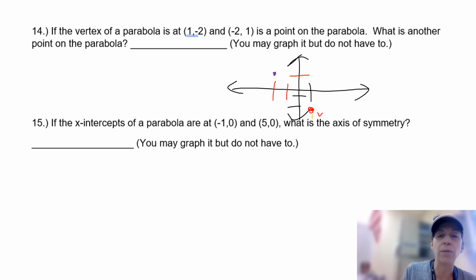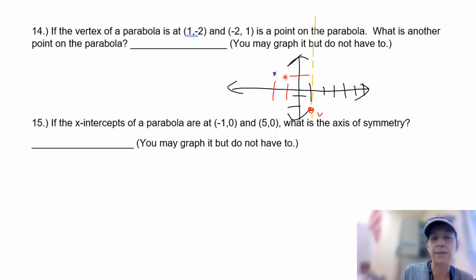Well, we know parabolas are symmetrical, and we know that the vertex is on that axis of symmetry. So if there is a point over here, there has to be a mirror point over here. Make sure you get the location correct. Some of you just did it too fast and you didn't really look closely at it. So let's look at it.